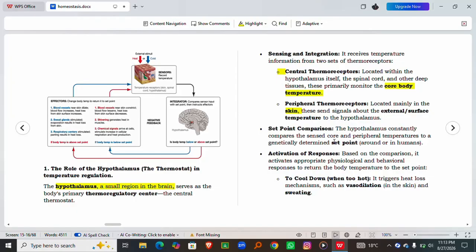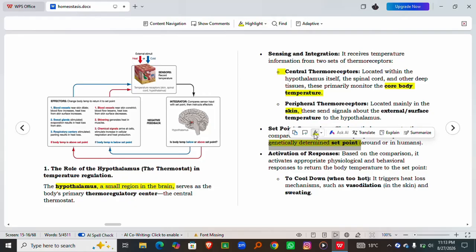Then a set point comparison. The hypothalamus constantly compares the core temperature and peripheral temperatures to a genetically determined set point. This normal body temperature is genetically determined. So those set points, the parameters that we have in the body, are genetically determined.